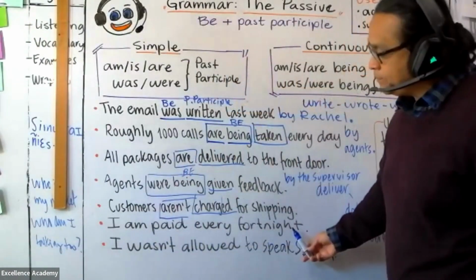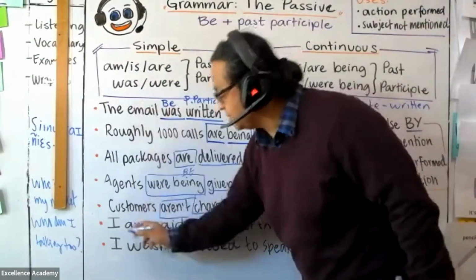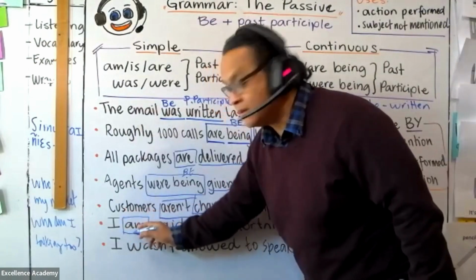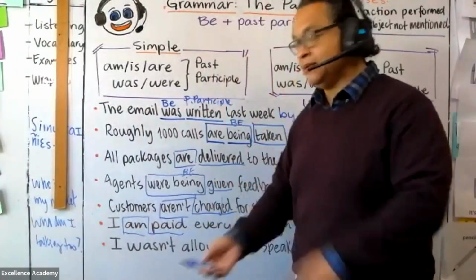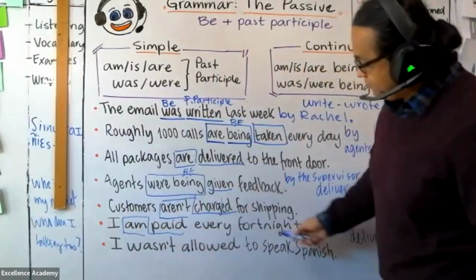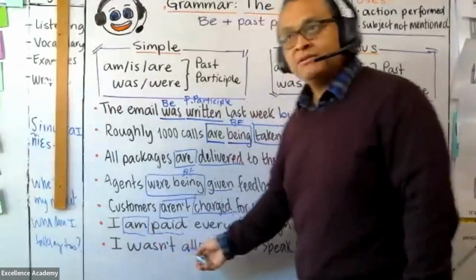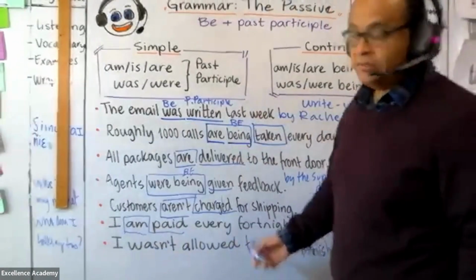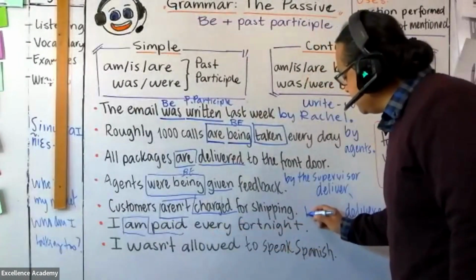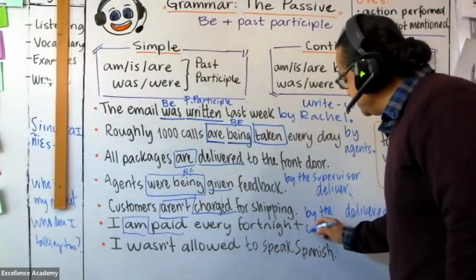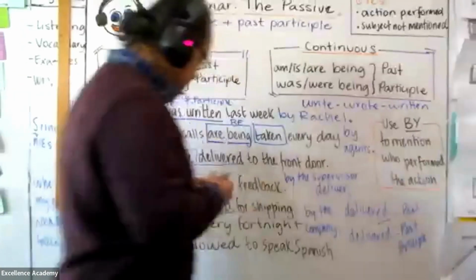Another example, I am paid every fortnight, right? So I am paid every fortnight. Here we've got a present tense example with the simple form of the verb be, am, and the participle of the verb pay, which is pay, paid, paid. Here we're using paid. Okay, every fortnight. Every fortnight means every 15 days. Do we need to mention who is paying? If you need to, you can use by and mention who is paying. So I'm paid every fortnight by the company. Okay, if you want to mention that, you can go ahead and do that with the preposition by.